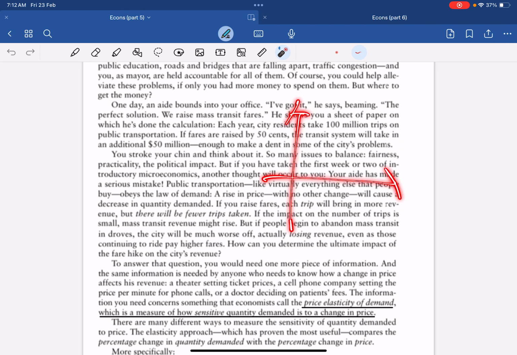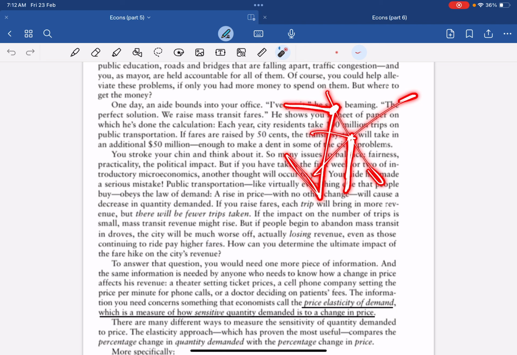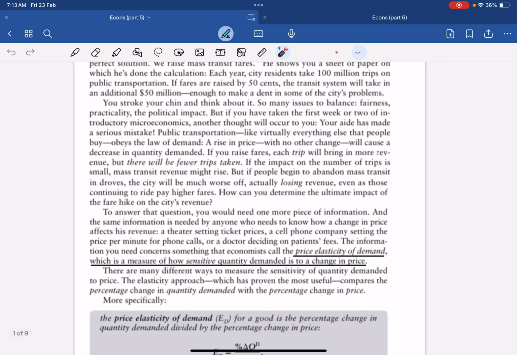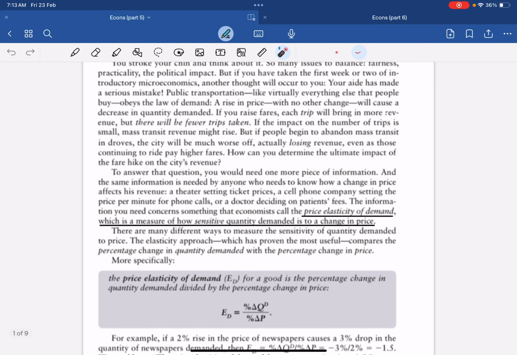If you think about it, on the demand curve here, at first you're producing at this point, but you decided to price it here, then you will produce this revenue instead of this. And if this area is less than this, then you lose money. So how do we know how much we are losing? Well, we shall use what is called the price elasticity of demand, which is the measure of how sensitive the quantity demanded is to the change in price.